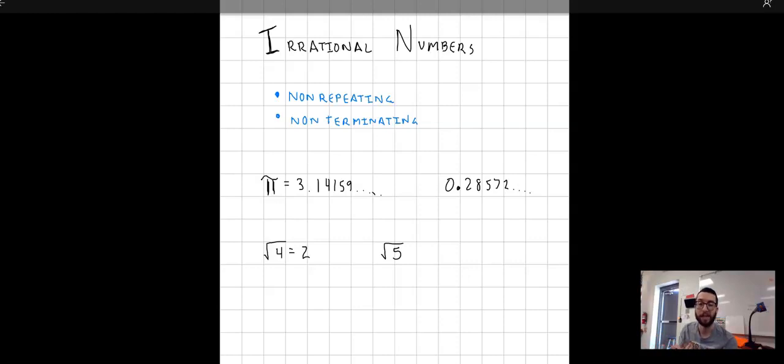Remember, it's just any decimal that doesn't repeat. It's just a bunch of random numbers put together, and it doesn't terminate, meaning it never stops.